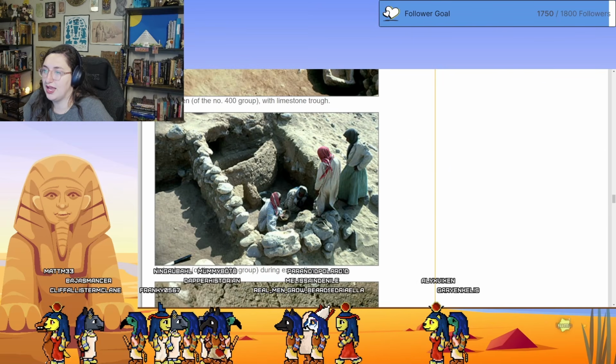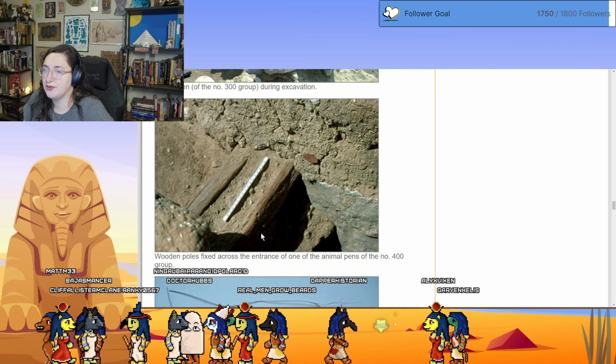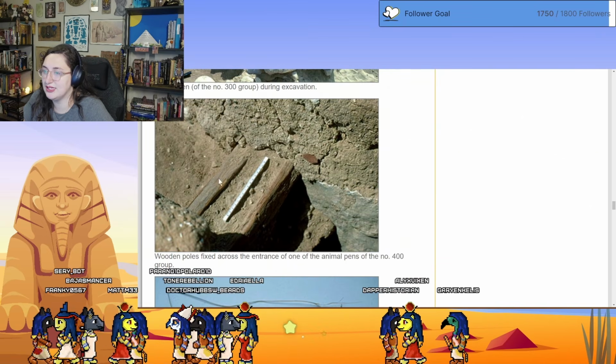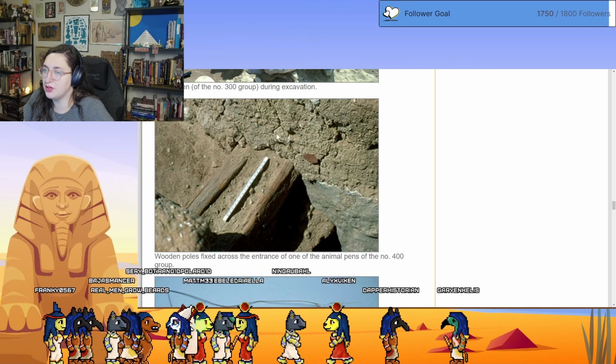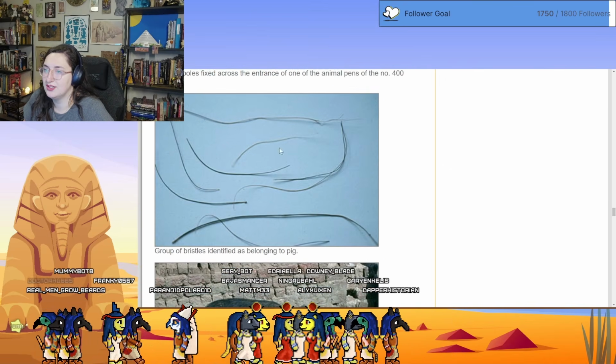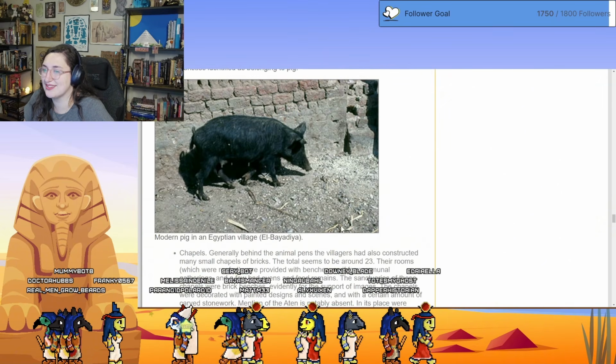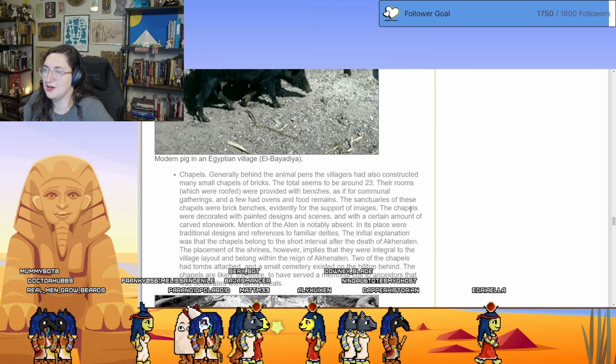Some different animal pens and such. And you can see, look at that. Isn't that amazing? The wood has been preserved. Wooden poles fixed across the entrance of one of the animal pens. Damn, it's so cool. And bristles belonging to pigs! Isn't that wild?